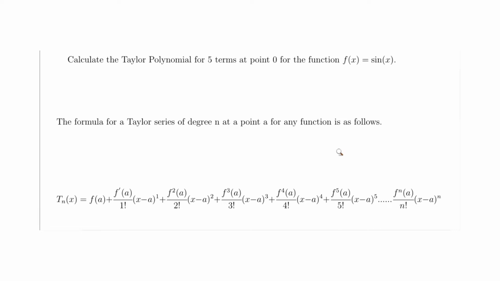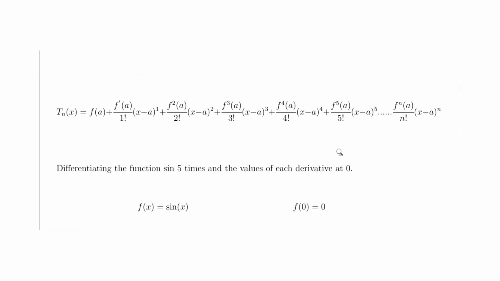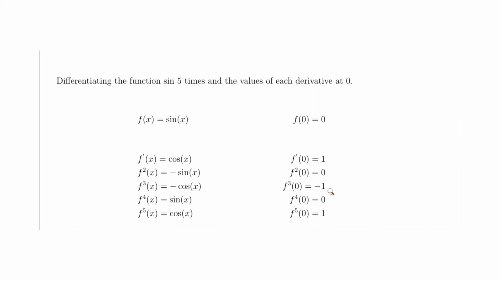So now we can plug in a few values, now that we've narrowed down what some of these mean. We differentiate the function sine 5 times, and that's our first stage. Each derivative at 0 is what we're interested in. First of all, the function is sine, and the value of sine of 0 is 0. Then we take the derivative each time, and it's good to make a nice little table like I've done here so you can see you're working clearly. Then if you made any mistakes you can go back and put them right.